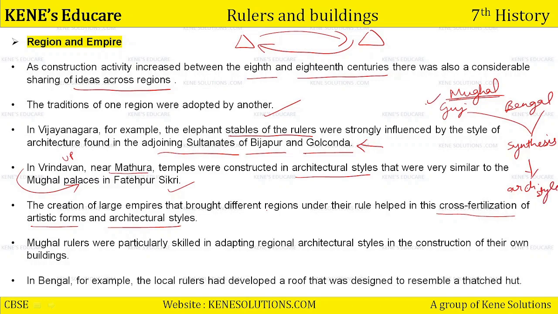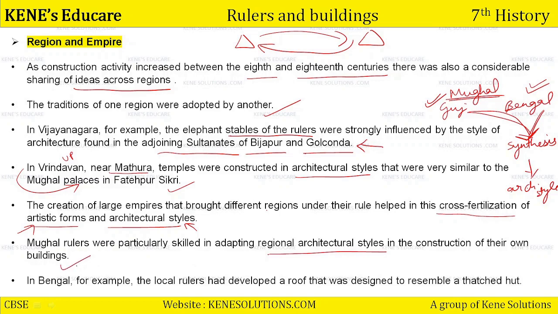Because they are looking at the ideas of Gujarat and also at the architectural style of Bengal. So they made such buildings which had a synthesis of the designs belonging to the Gujarat region as well as the Bengal region. Okay, so these large empires who ruled over different regions in the country helped in the cross-fertilization of such artistic forms and architectural styles. Okay? Mughal rulers were particularly skilled in adapting regional architectural styles in the construction of their own buildings.